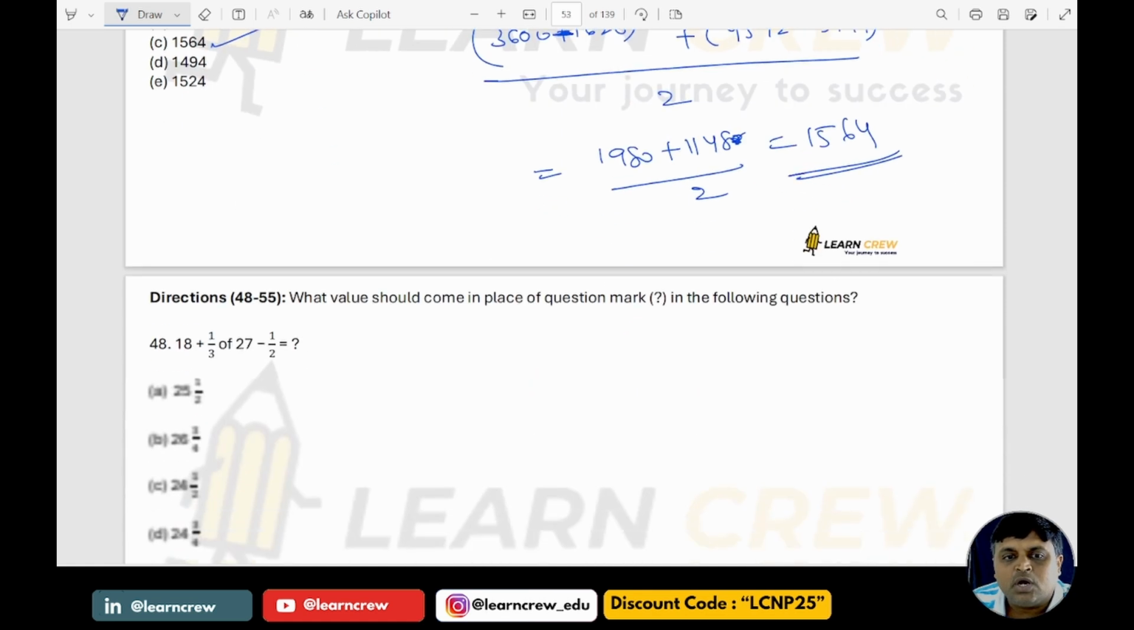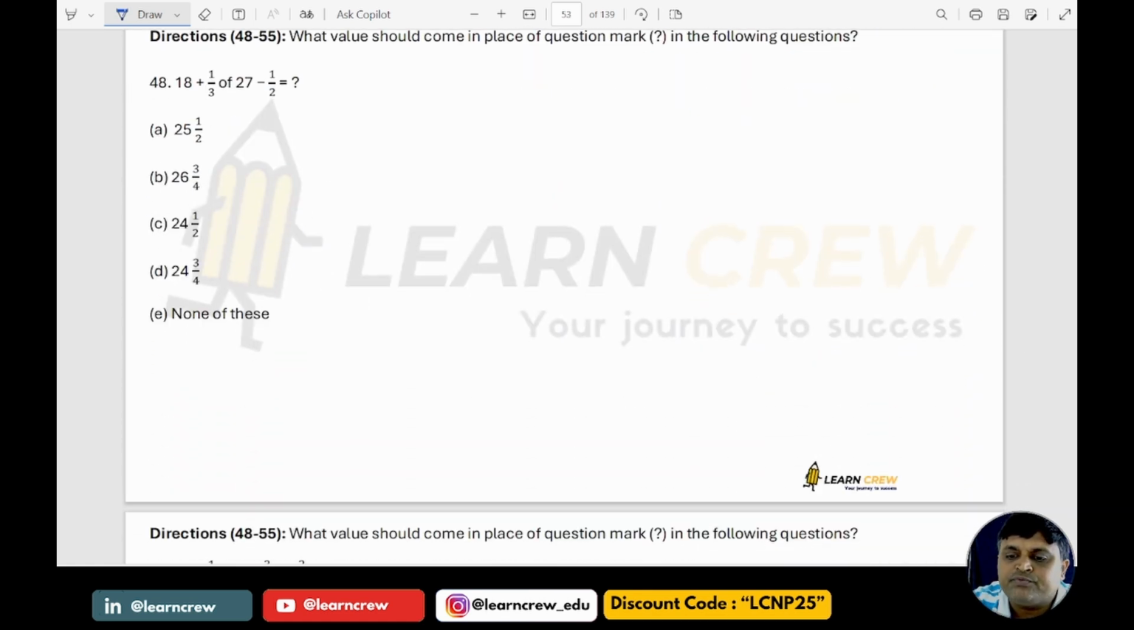Now 48 to 55 are based on simplifications. So 18 plus 1/3 of 27 is 9. 18 plus 9 is 27. 27 minus half is 26 and a half. 26 and a half means the answer is none of these. Next.